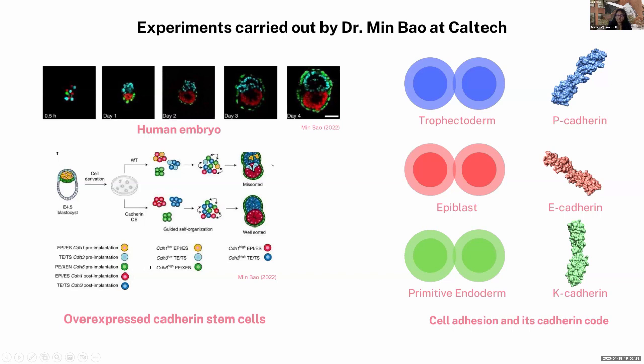The second image showcases the experiment carried out in which Dr. Minbao observed a set of stem cells with overexpressed cadherin and others which were wild-type stem cells. In overexpressed cadherin stem cells, we see that they are well sorted, but the wild type are missorted. The result from this experiment was that cell sorting is triggered by differential adhesion among the cell types conferred by a unique cadherin code: P cadherin in trophectoderm cells, E cadherin in epiblast cells, and K cadherin in primitive endoderm.